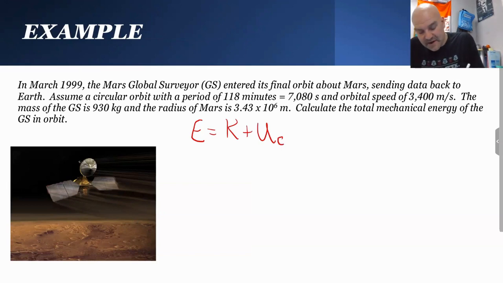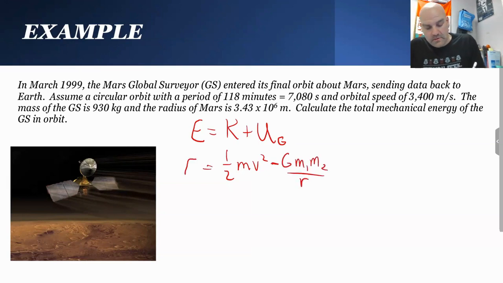The only difference is now we're going to use the universal gravitational potential energy, not mgh. So it's going to be 1/2 mv squared, and in fact this is not going to be a plus, it's going to be a minus because our equation has a minus: minus G m1 m2 over R. That's what we're going to use to find it, and now we just plug in numbers. That's how straightforward this is.